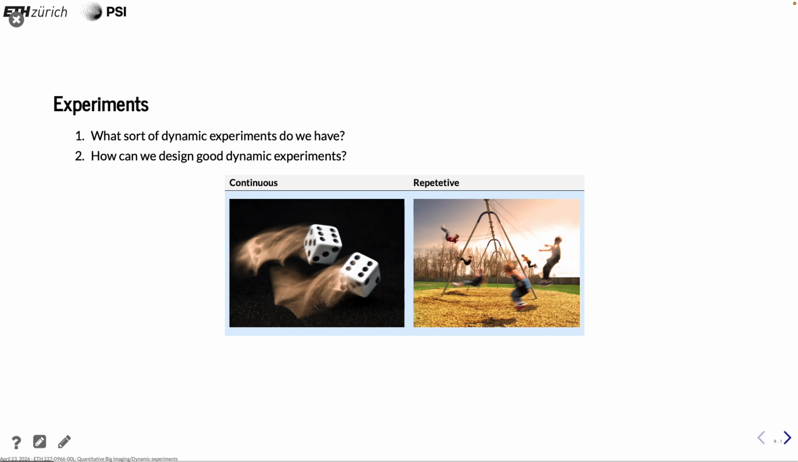Then we have repetitive processes, things that come back to the same point again and again. So if you have the swings, someone sitting there is going between two endpoints, and that is actually an effect that you can use in your acquisition, because in principle, if it's very precise, you can use one point as a trigger point, and then you can repeat it and sample many times and increase your statistics with that.